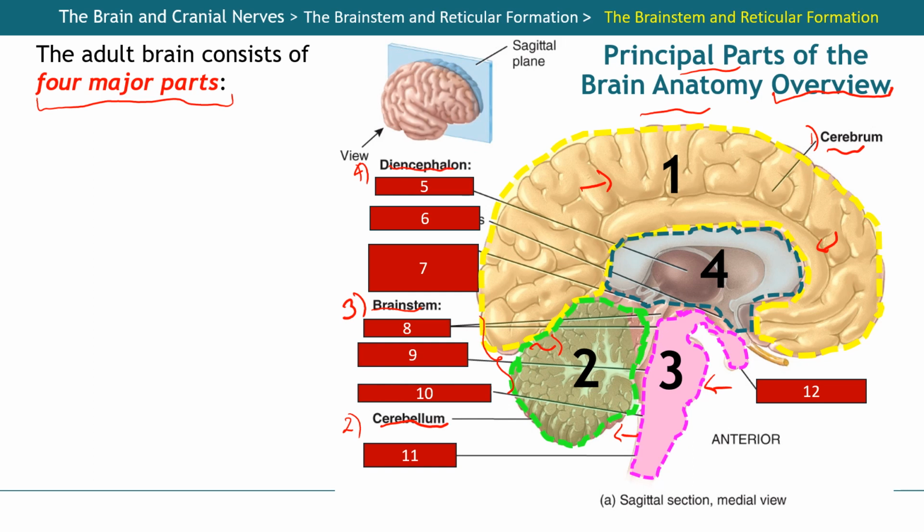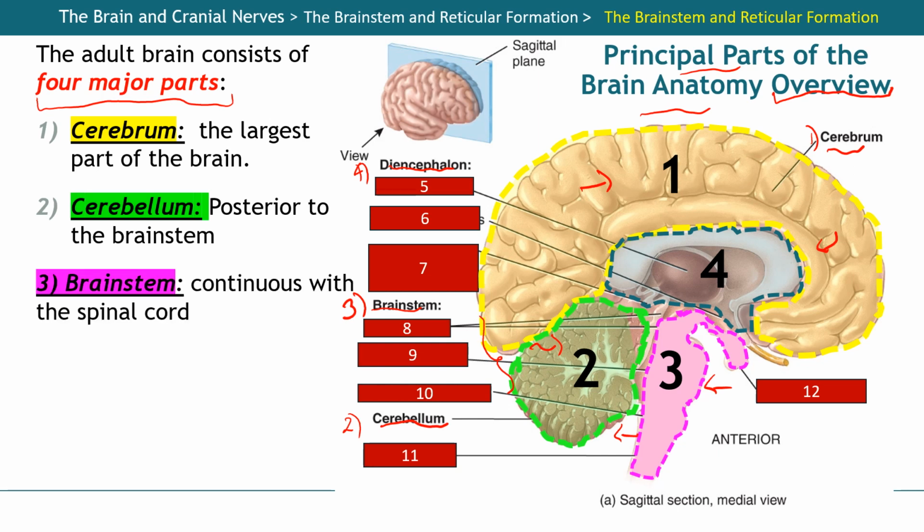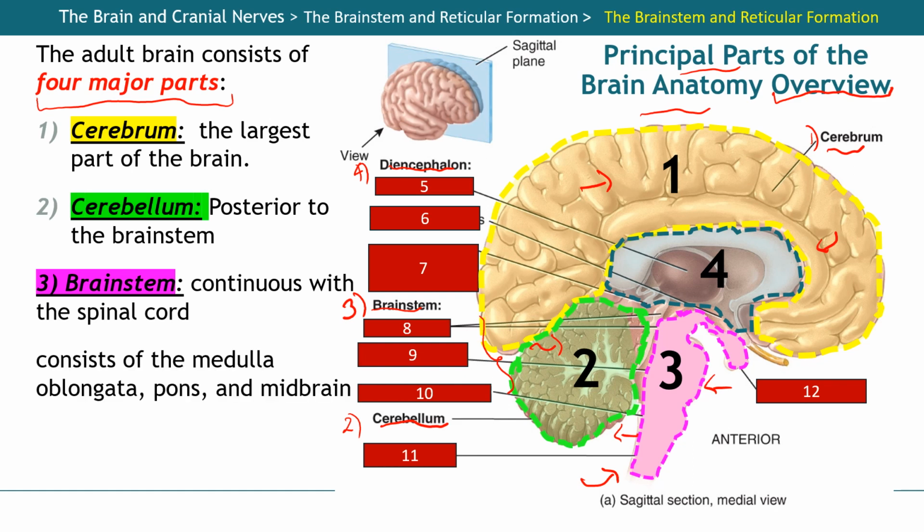Okay, so let's recap. I told you there are 4 main regions, 4 main parts in the brain. First one, the largest, is the cerebrum. Second is the cerebellum, that is posterior to the pink one, that is the brainstem. Third one, the brainstem, that is a continuation of the spinal cord and is subdivided in 3 main regions. First one, medulla or medulla oblongata, as you want to call it, pons, or midbrain. So you have here 3 subdivisions in the brainstem, and we will talk about that in a second.